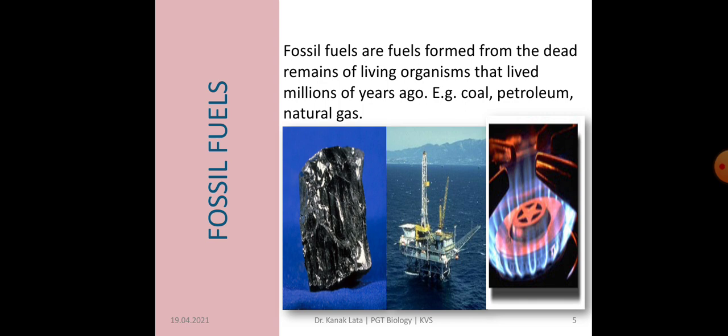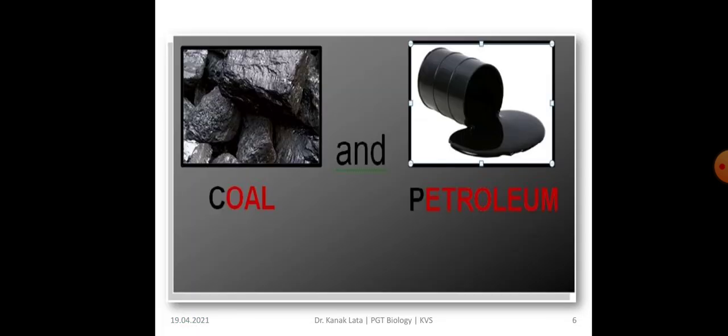Now let us see about the fossil fuel. Fossil fuels are those fuels which are formed from the dead remains of living organisms that lived millions of years ago, like coal, petroleum, natural gas. So they are the fossil fuels. Here you can see coal, petroleum, how petroleum is drilled or taken out from the sea, and this is a gas flame, that is natural gas which is used in your home also. Here you can see the coal and petroleum.